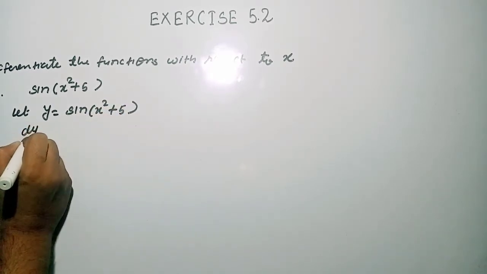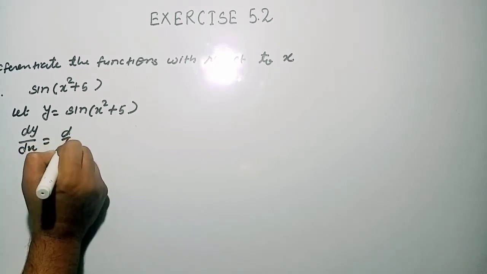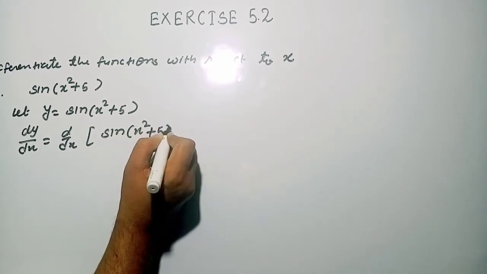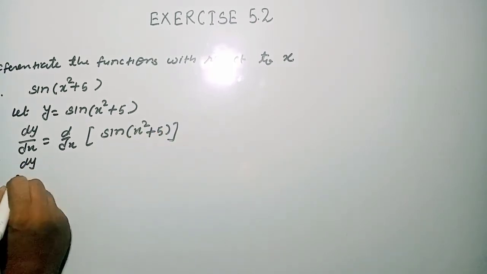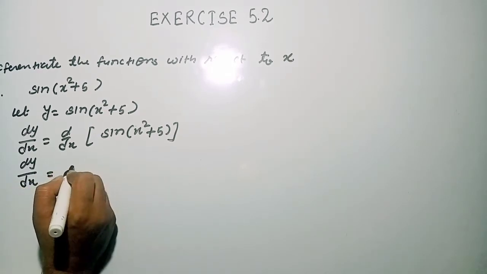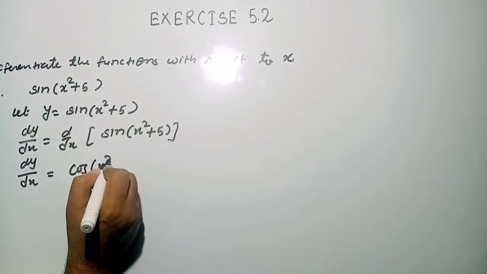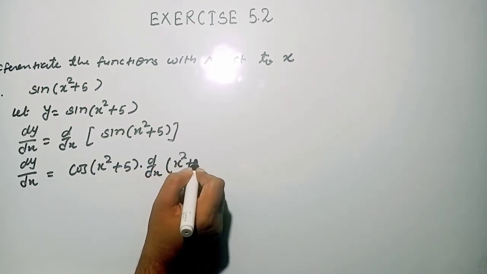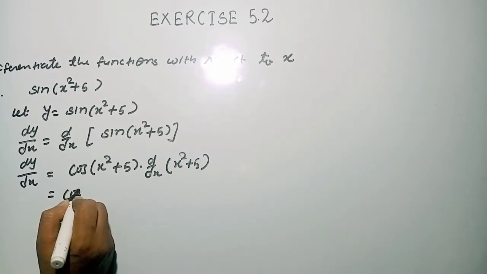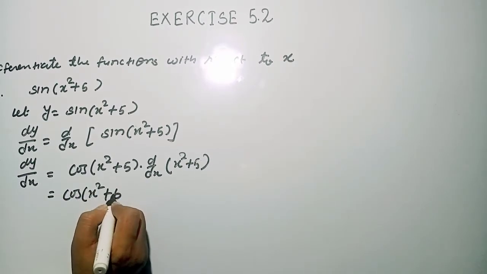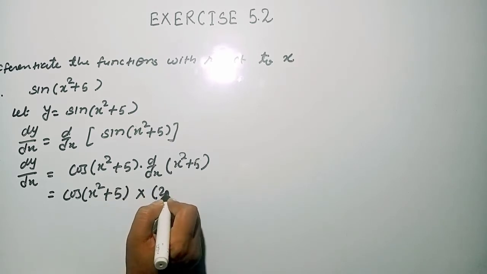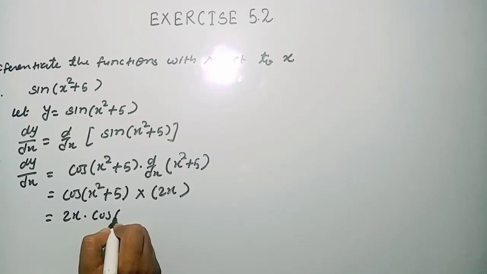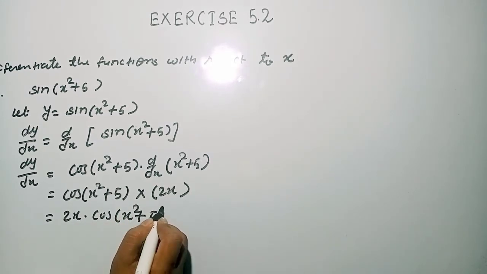Now dy by dx is equal to d by dx of sine of x square plus 5. So we know that derivative of sine is what, students? Cos x, right? Derivative of sine x is equal to cos x. So cos of x square plus 5. Now again we will differentiate x square plus 5, right? Derivative of x square plus 5 will be 2x, and derivative of 5 will be 0. So we can write 2x cos of x square plus 5.